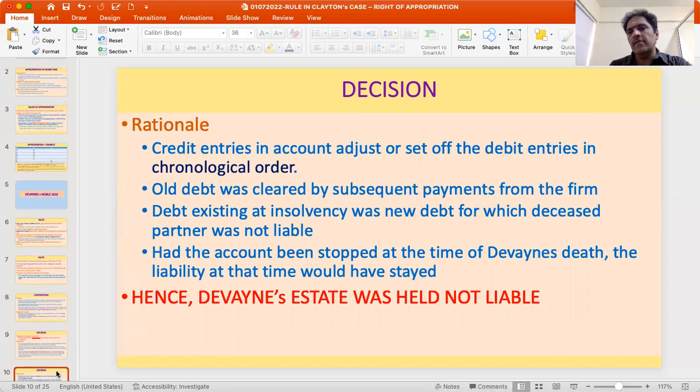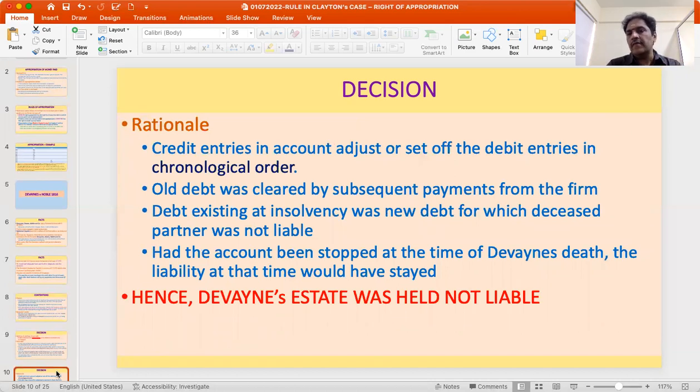So in this particular case, the old debts that were there, the account was continuing, and whatever money was being paid out, that resulted in the old debt being discharged completely. And the debt existing at insolvency was new debt. And once it is a new debt, whatever debt is owed after the death, the partner will not be there. The deceased partner's or insolvent partner's estate will not be liable for it. So that is the reason why there is nothing which Devaynes' estate owes to Clayton, because whatever monies have been paid out by the firm were paid out from the same account.